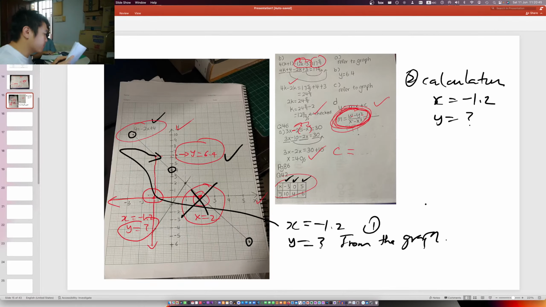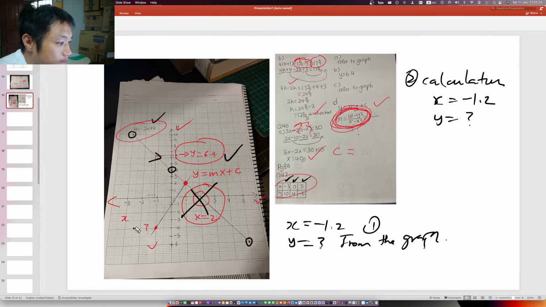Okay, this one. It says on the same axis, draw a straight line that passes through the point 1, comma 2. So 1, comma 2 is here. Let me use a different color. And then minus 1 and minus 4. And then you just link up, right? So you are asked to find this y equals to mx plus c. How do you find m?